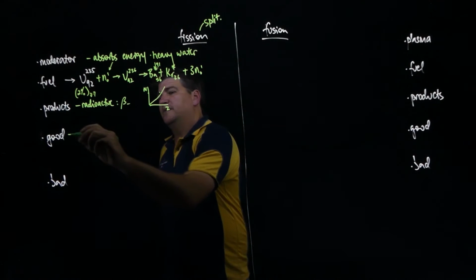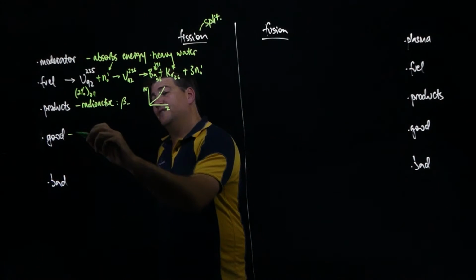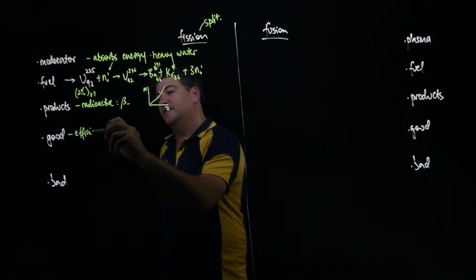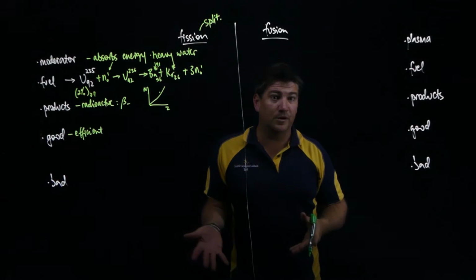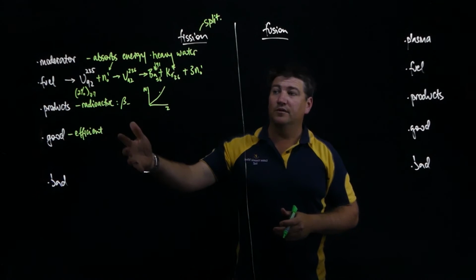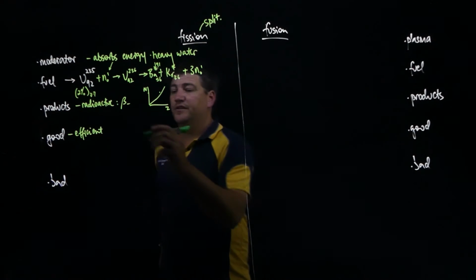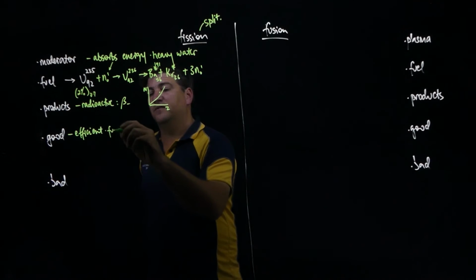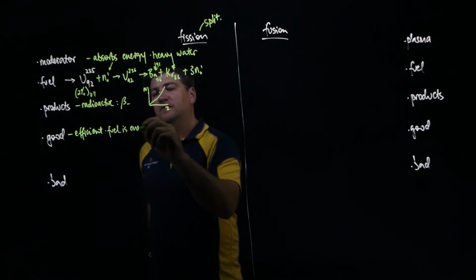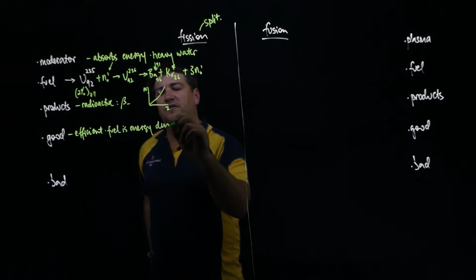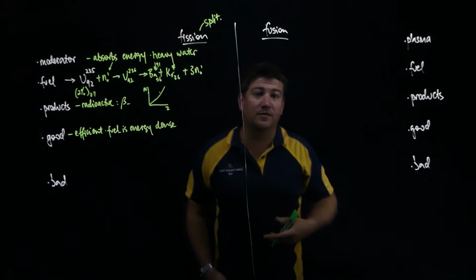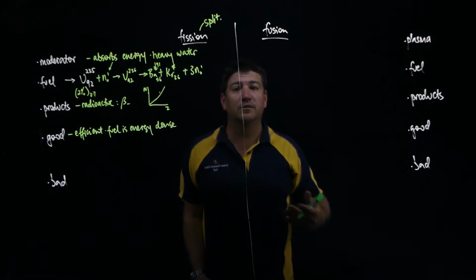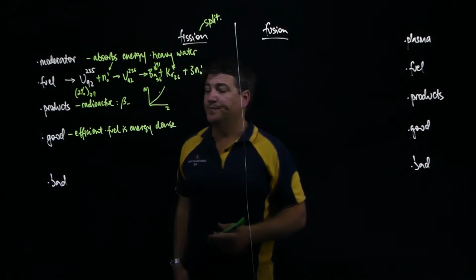Some of the good things about it, it's kind of efficient. We're not burning fuel, which is a chemical reaction. We're actually doing a nuclear reaction here, so it's more efficient. So the fuel is energy dense. What energy dense fuel does is it means you don't need as much in order to make the same amount of power or generate the same amount of electricity from it.